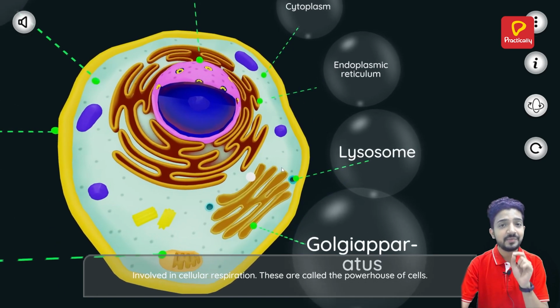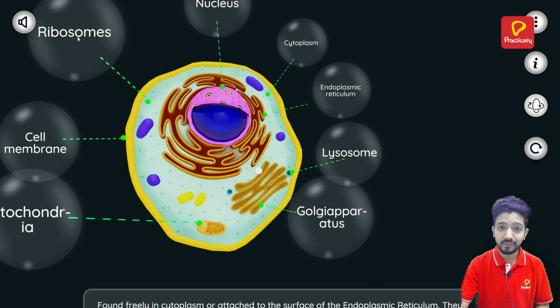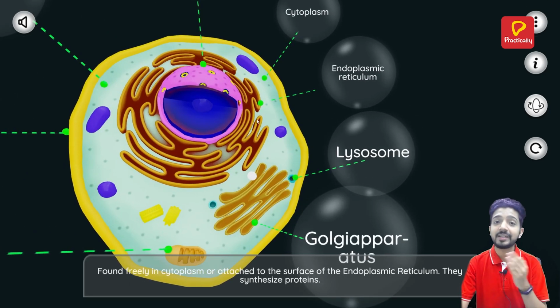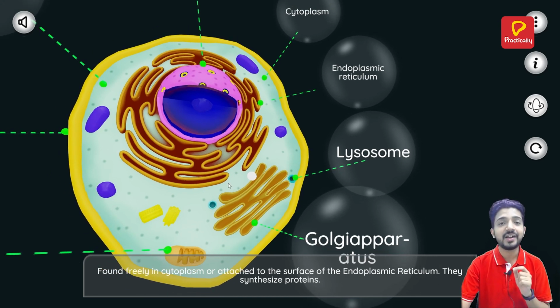Then we can see some tiny structures spread throughout the cell. These are the ribosomes. And ribosomes can either be suspended in the cells or they can be present on the surface of the rough endoplasmic reticulum. And ribosomes play a very important role in protein synthesis.